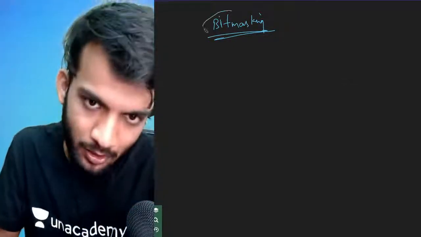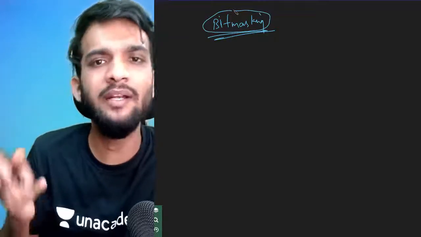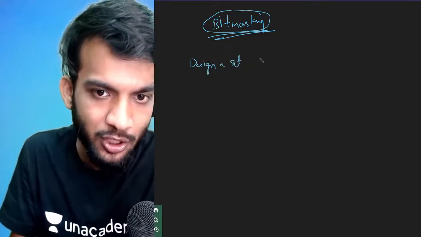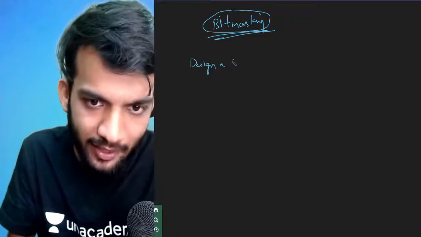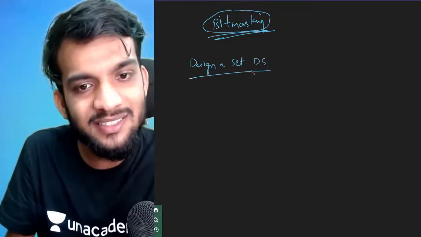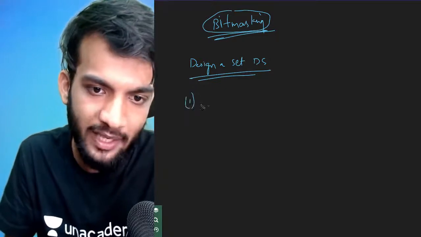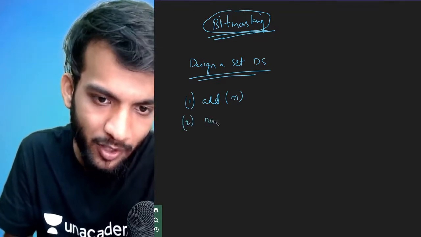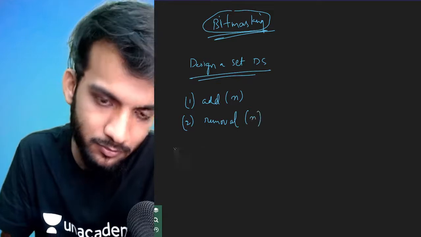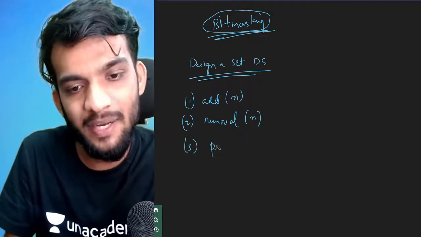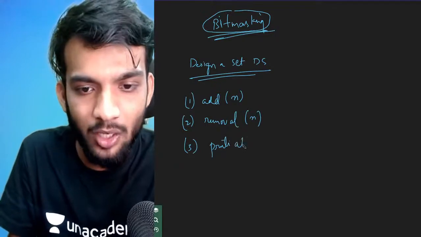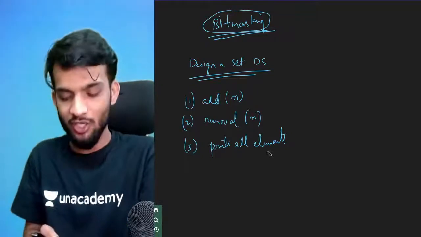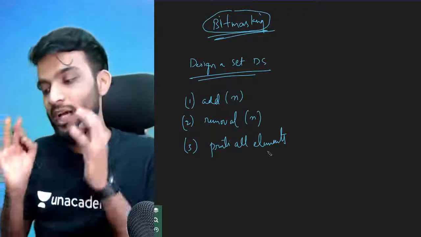Okay, bit masking. So I tell you that you have to design a set data structure. So how many of you know what is a set data structure? Can you just write the definition of set data structure in the comments? Design a set data structure which gives you operations like addition of elements, removal of elements, and printing all elements. And you know, set data structure prints all elements in ascending order. ठीक है?